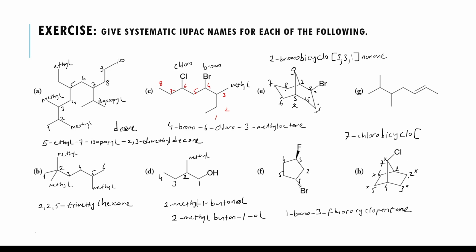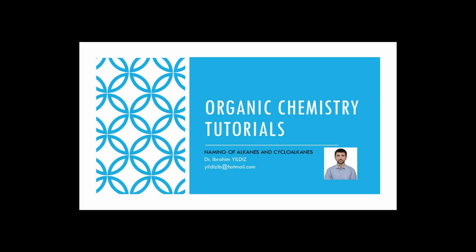Okay, so I have to say that in the longest cyclic system I have 2 carbons. In the second one I have also 2 carbons, they are the same actually, and on the bridge I have just 1 carbon. And what is the total number of carbons in the cyclic system? I have 7. It's a heptane. You have to say this is heptane. So 7-chlorobicyclo[2.2.1]heptane. Thank you so much for watching the video.